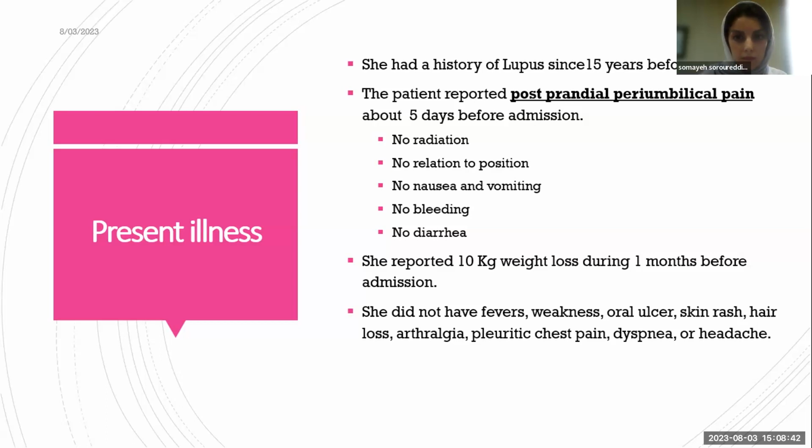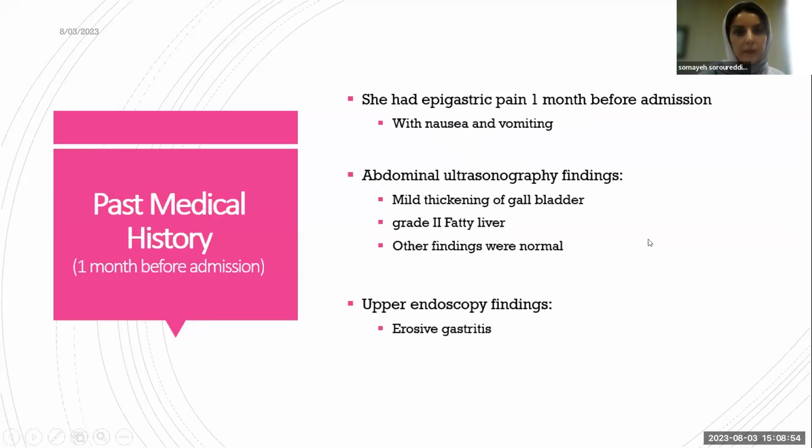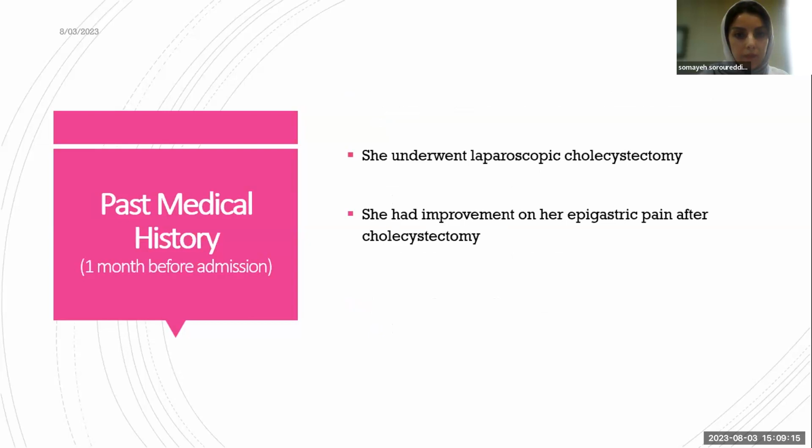I'm sorry. She had epigastric pain 1 month before admission with nausea and vomiting. On her ultrasonography, it said mild thickening of gallbladder, grade 2 fatty liver. Other findings were normal. Her upper endoscopy findings showed erosive gastritis. She underwent laparoscopic cholecystectomy. She had improvement on her epigastric pain after cholecystectomy.